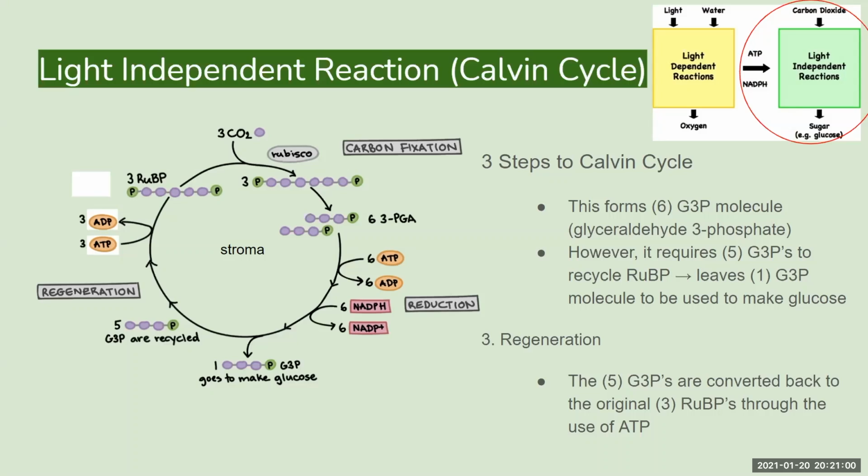However, it requires 5 G3Ps to recycle and remake RuBP, so this just leaves 1 G3P molecule to be used to make glucose. The third and last step is called regeneration. The 5 G3Ps are now converted back into the original 3 RuBPs through the use of ATP.